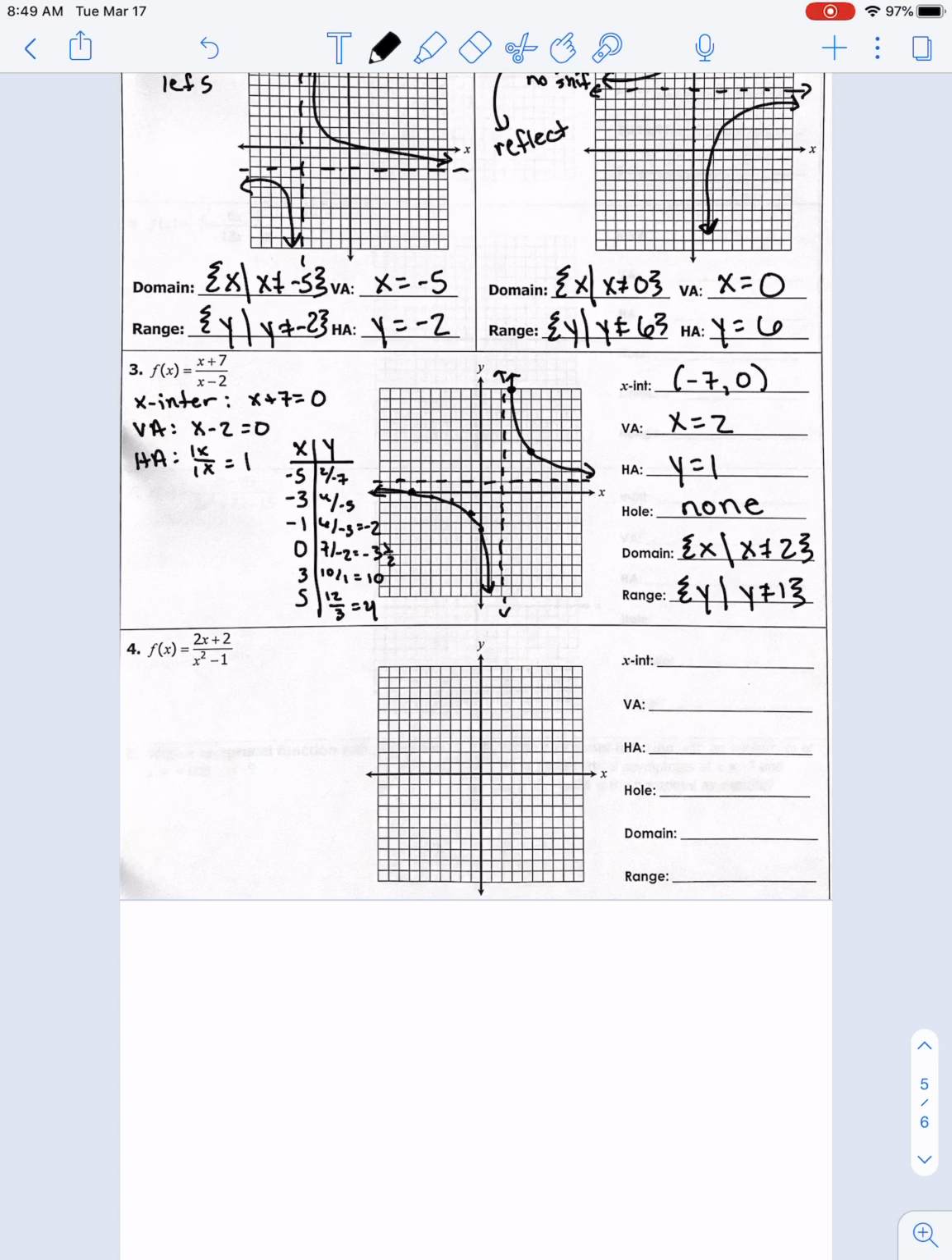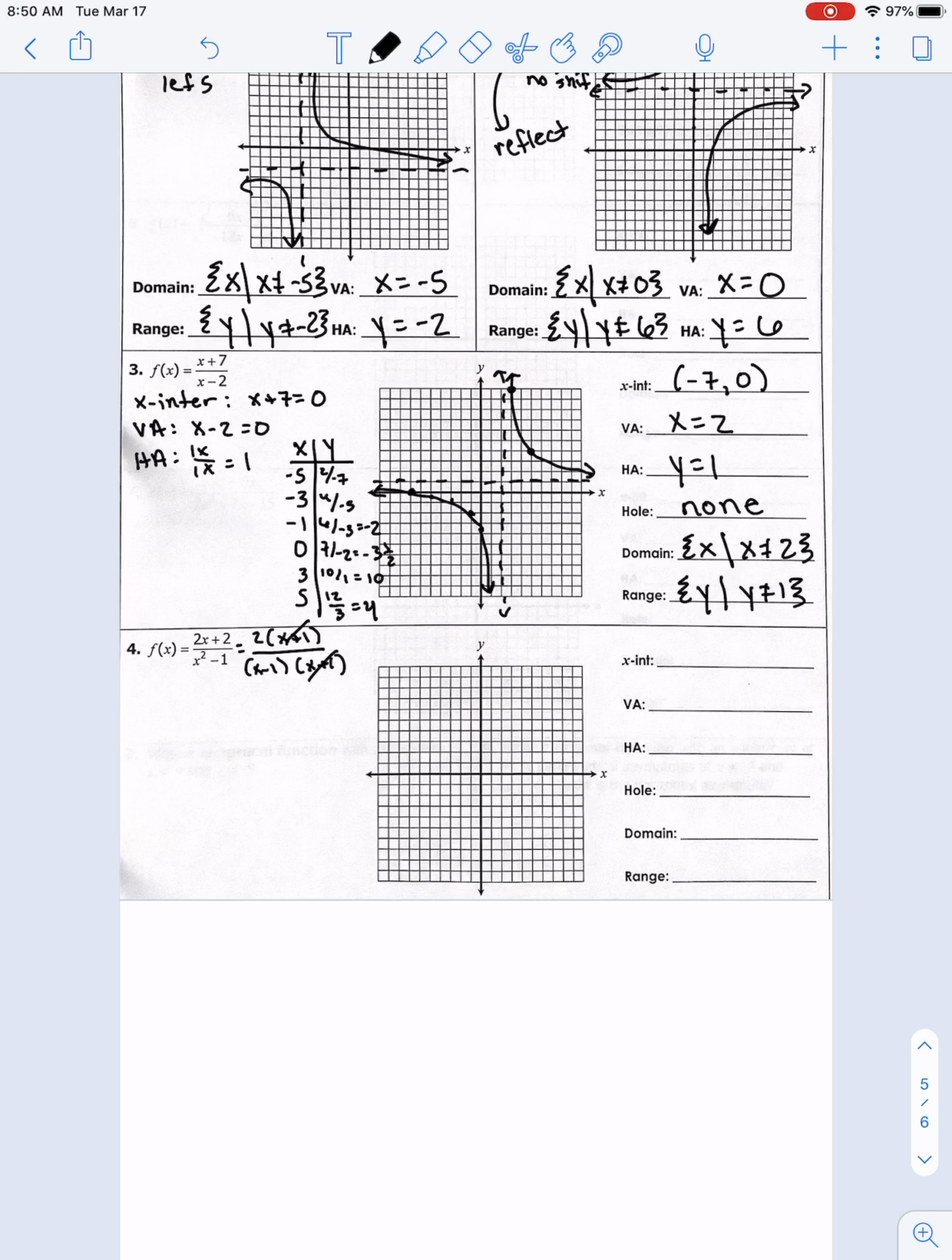Okay, last example. Here it seems we can factor, so if we pull out a 2, we get x plus 1 over x minus 1, x plus 1. So we are going to have a hole discontinuity in this graph because there's a common factor. So let's run through the rest of our analysis.